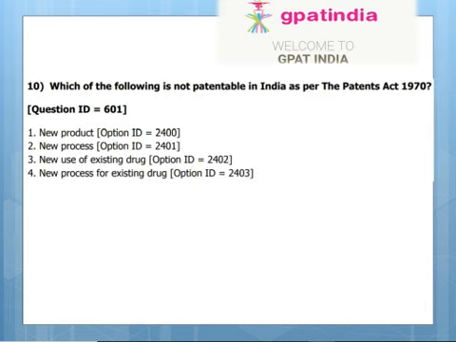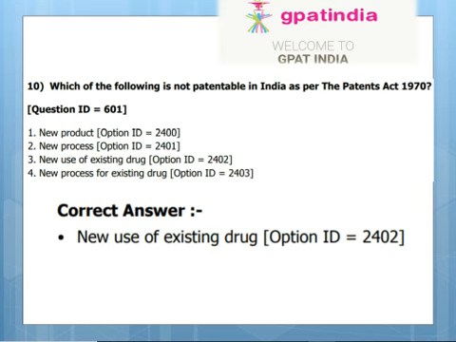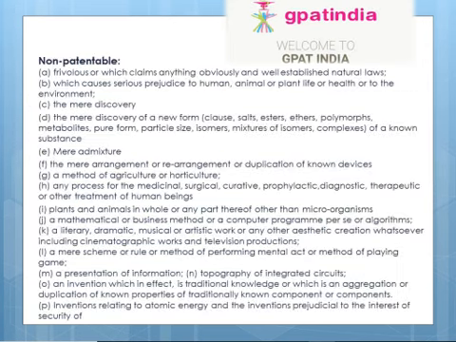Now, question number 10. Which of the following is not patentable in India as per the Patent Act 1970? Remember, they are asking about 1970. So I think a new use of an existing drug cannot be patentable. For more information, I took this from the Patent Act Amendment 2005, where it said that anything obvious or established from natural law is non-patentable. Anything which can harm human, animal, or plant life or health cannot be patentable. Any mere discovery cannot be patentable.